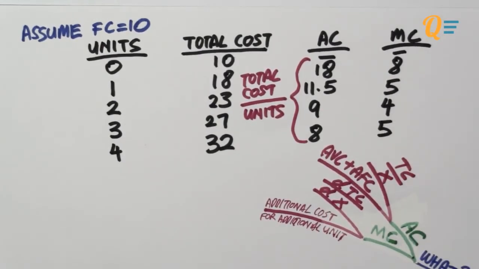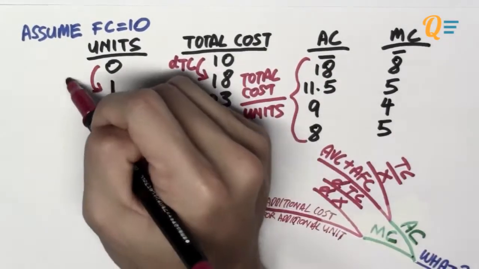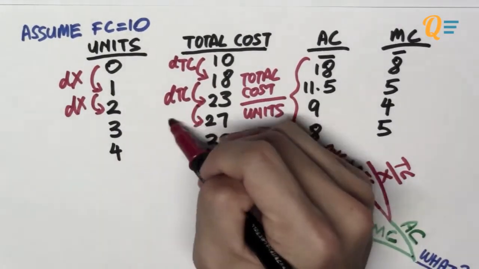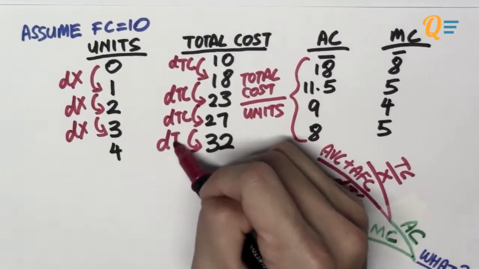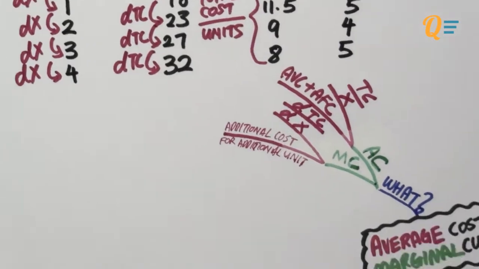You can notice that the marginal cost is simply how much the total cost has increased for increasing 1 unit of X. So on the total cost column, you're going to see the change in total cost, and on the units column, you're going to see the change in X. Well, the change in X is just 1, because you're increasing by 1 unit each time. Basically, you take the difference between the total cost for one increment, and you divide it by 1. That is how you fill up the column for marginal cost.